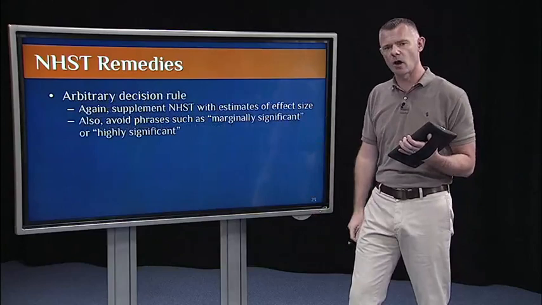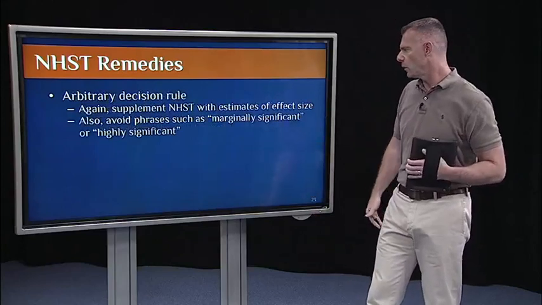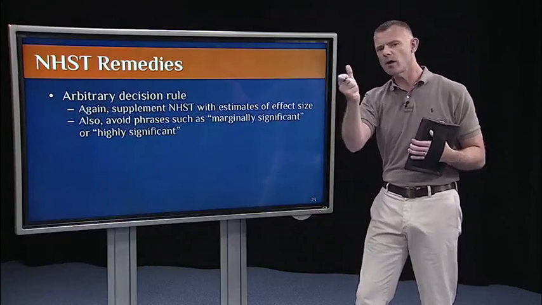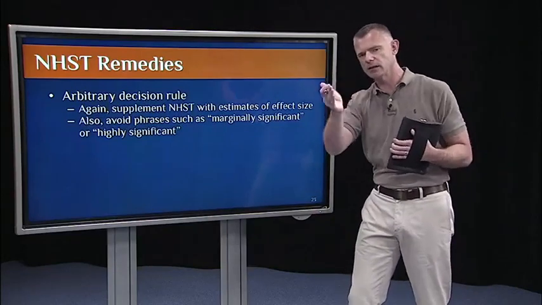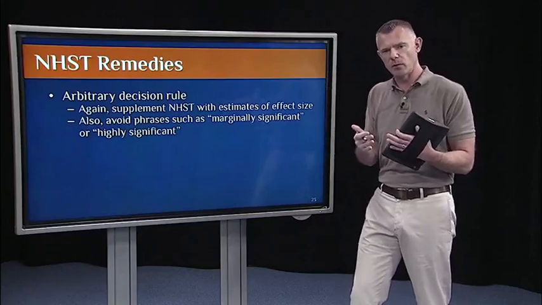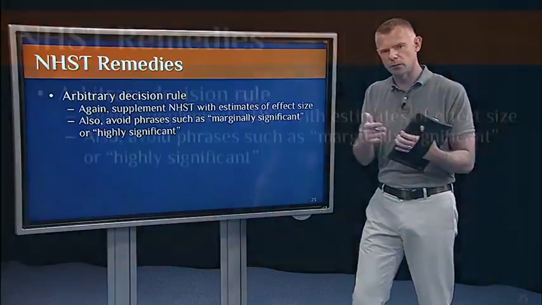Same holds for this arbitrary decision rule. So yeah, it's arbitrary, but if you're right on the cusp, then don't worry so much about being significant or not significant. Report estimates of effect size. That'll tell people whether you have a large effect or a small effect.